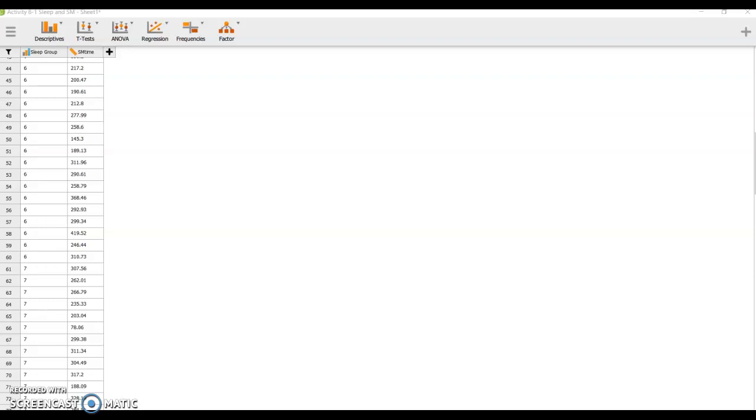If you haven't already done so, first read the scenario for Activity 8.1 and then also open up the data file. The data file is on the Google Drive for this class.